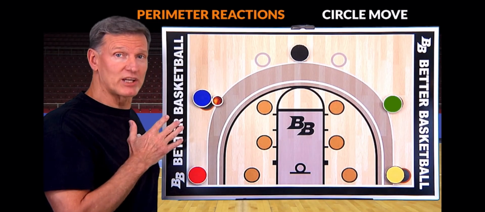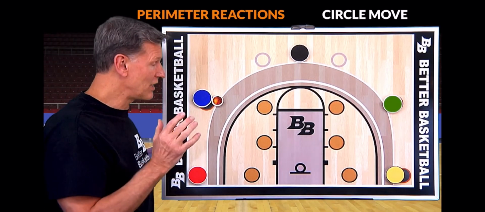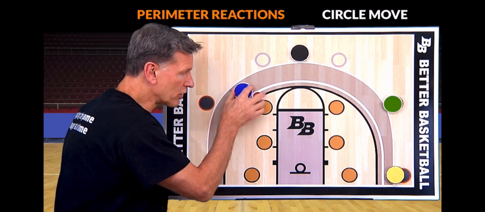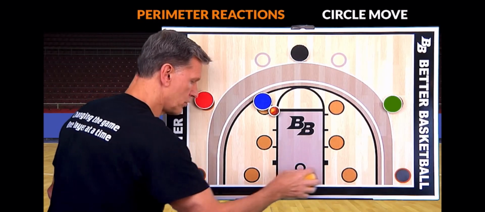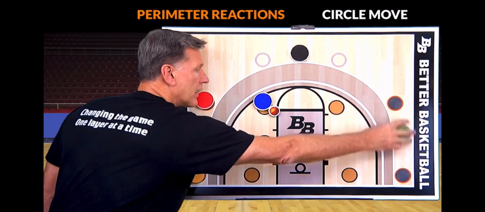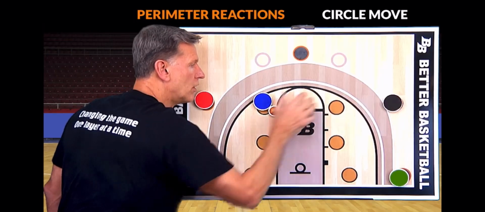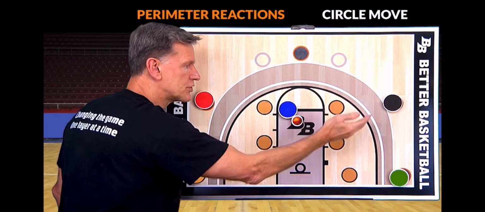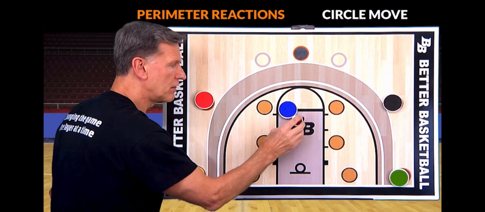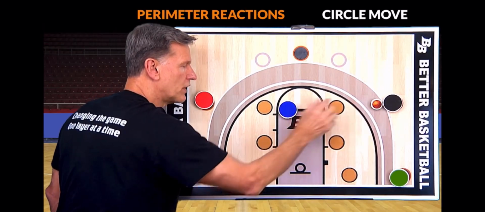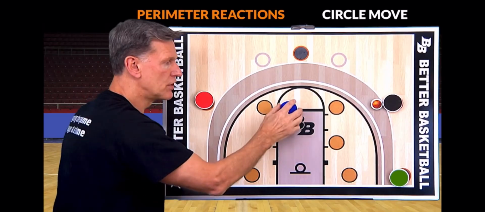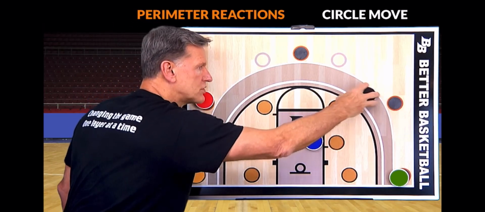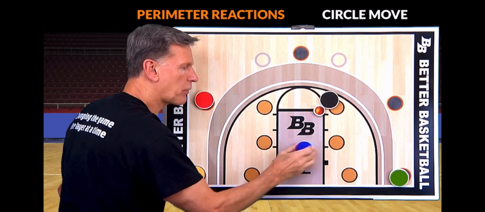Now, the following is going to happen in a game. Let's pretend that this player drives left, which means everyone circle moves, and the ball handler makes a pitch. You know, there's help defense there, forces the pitch to this wing. But this wing catches and immediately drives. The question is, what does this player do?